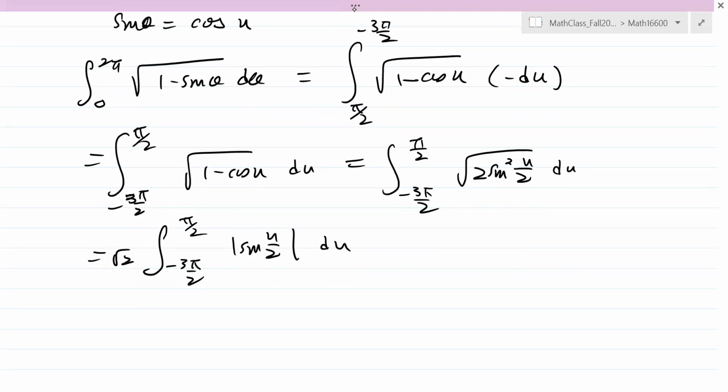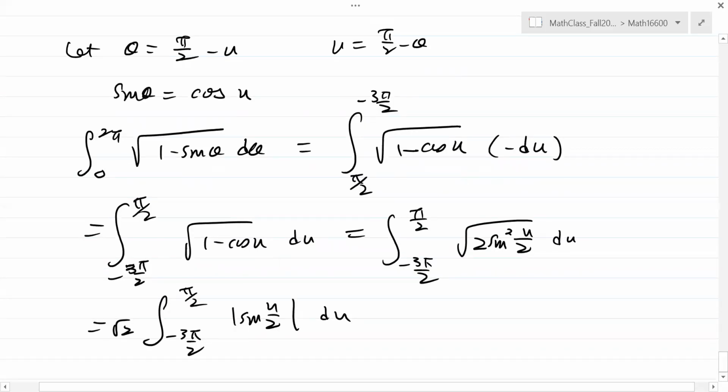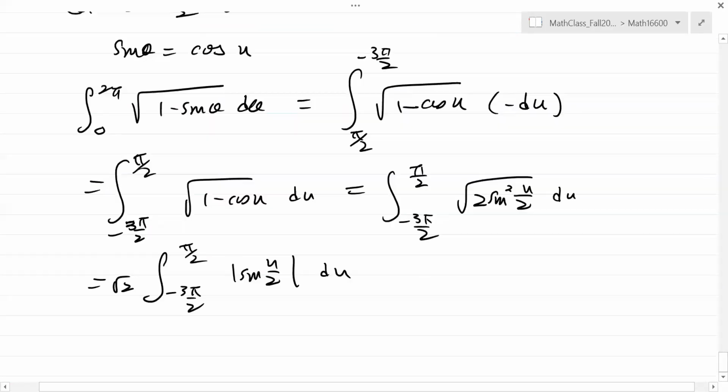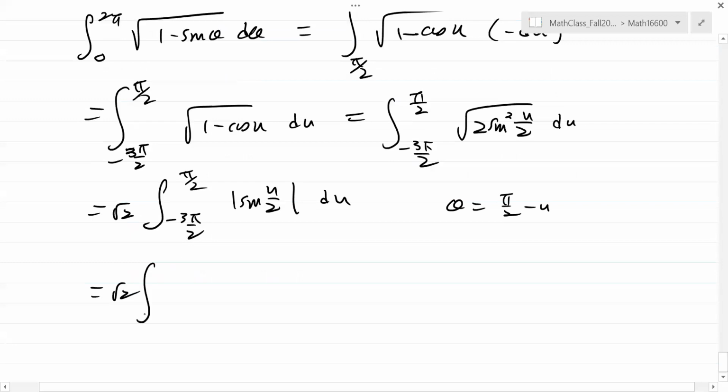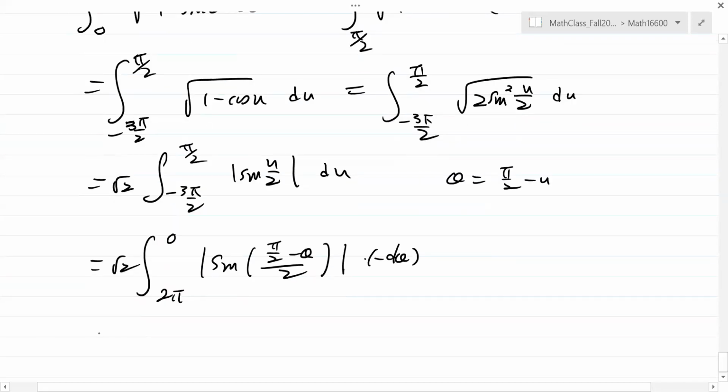Change it back to theta. Theta is going to be what? Theta is going to be pi over 2 minus u, right? So you change it back to theta, and this part is going to be 2 pi and this part is going to be 0, with sine. And u is going to be pi over 2 minus theta, divided by 2, and then negative d theta. So you will get.